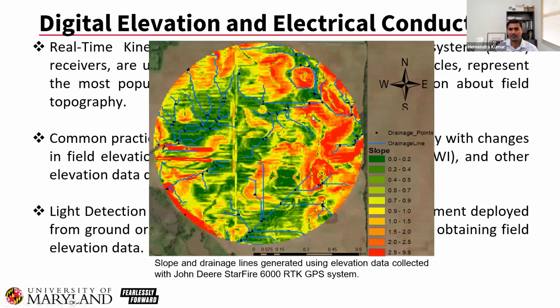Again, you remember this one from the previous slide, where we created the slope based on the data that we collected. The elevation data was collected from the John Deere StarFire 6000 RTK GPS system. Based on the elevation data, we created the slope, drainage lines, and the topographic wetness index, and all these kinds of analysis we can do using QGIS, which is open source software.